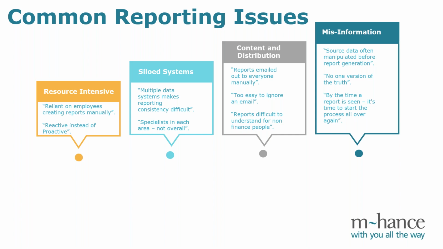And probably the end point is something that we heard quite a lot: no one version of the truth is a big thing. Because you're exporting data, you've got different people doing it from different areas. It's easy to delete a couple of lines and it doesn't look right. You're exporting the information, playing around with it, and then reporting after it. And by the time a report is seen, you're starting that process all over again.